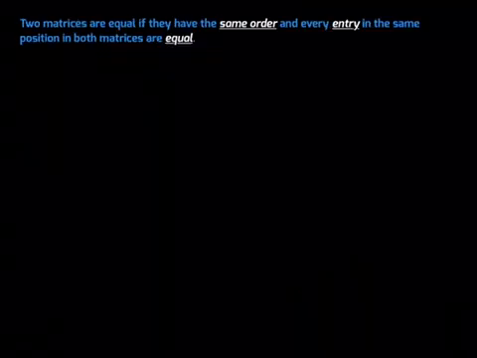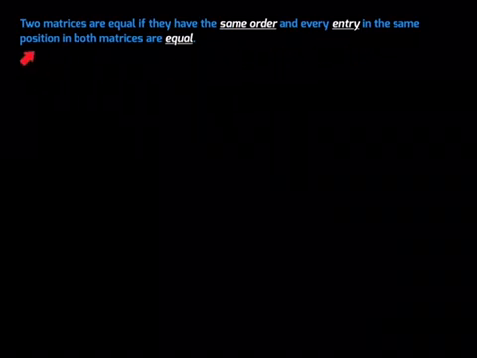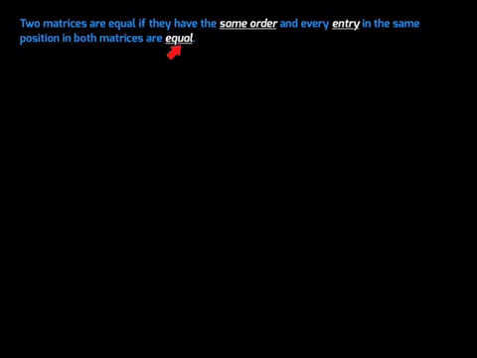Now let's talk about equality of matrices. 2 matrices are equal if they have the same order. Number 1, they have to have the same order. But not only that, every entry in the same position in both matrices must be equal. So you have to have the same order and every single entry in the same position must be the same. Let's look at some examples.